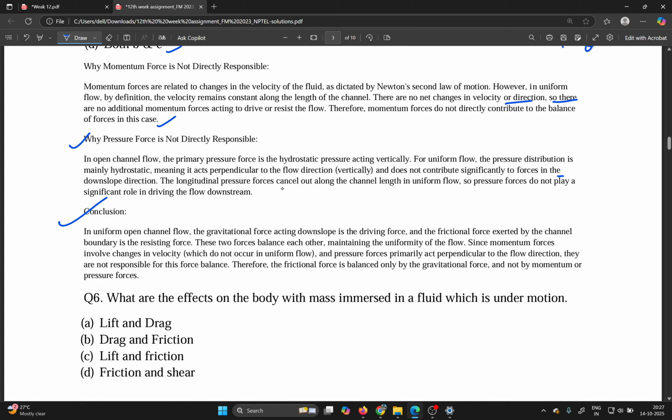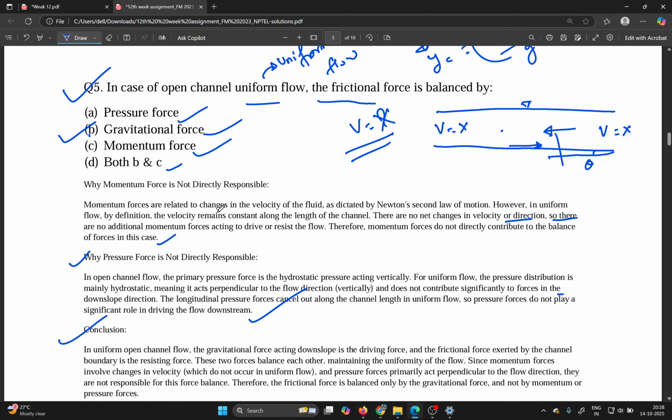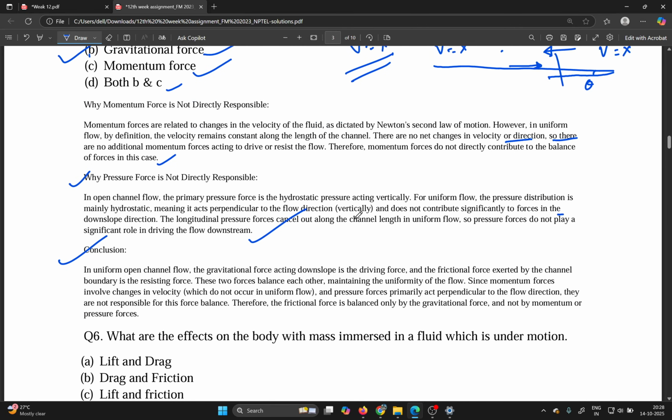The longitudinal pressure force cancels out along the channel length in uniform flow. So pressure force does not play a significant role in driving the flow downstream. So remember, please, these are the conditions for uniform flow. Remember, the condition is given here. Uniform flow, not non-uniform. You cannot think like that.